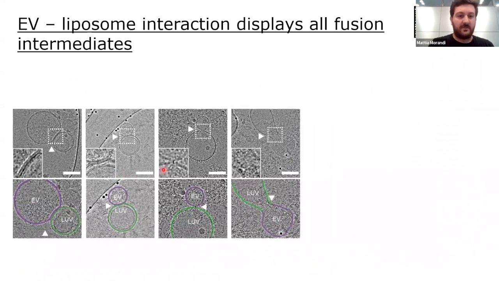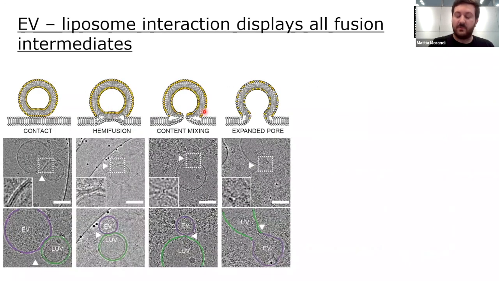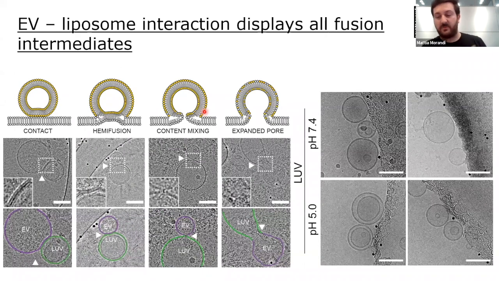And this is very well in line with what is being reported for viral fusion. And if we compare, for example, to liposome-only interaction, we see that no fusion intermediate occurs in liposome at any pH. And even when adhesion is present, let's say contact between the vesicles, it's not at the same extended contact interface that we've observed for EV-liposome interaction.